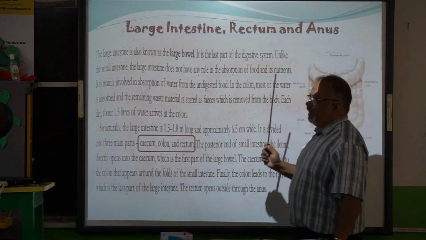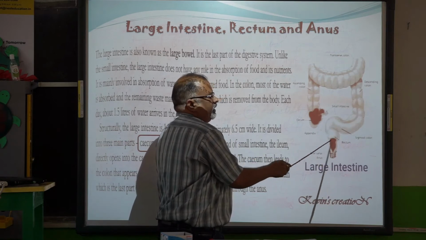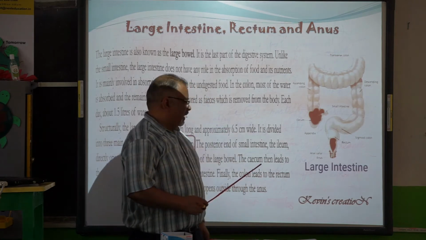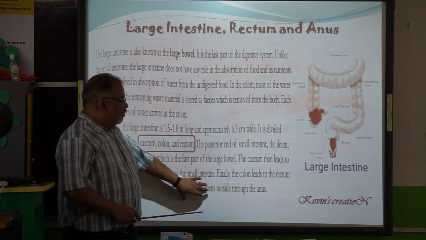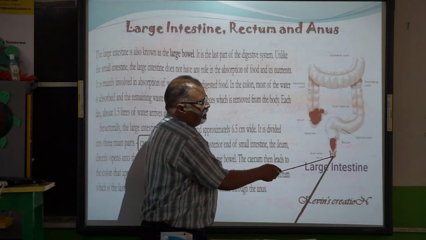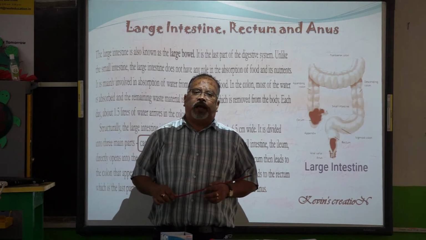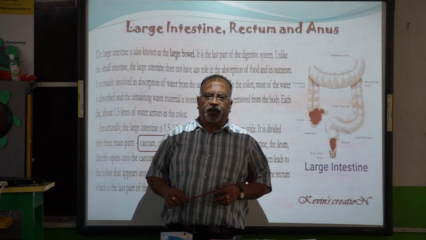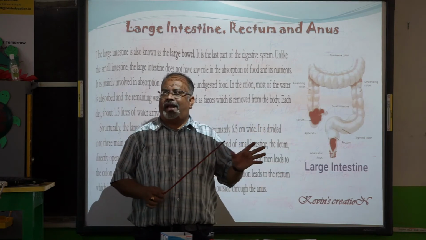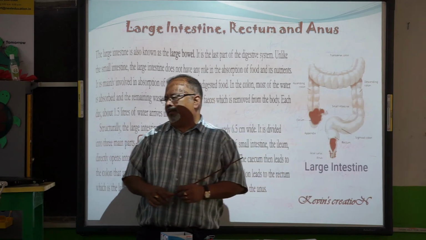Cecum, colon, and this undigested food, ultimately it reaches to the rectum. This is the portion which we call rectum, the last portion of the large intestine. The rectum opens outside through the anus. So this is the anal canal and this is the anus, through which the feces comes out through your body at regular intervals. If it remains inside your body, it is very, very harmful, poisonous. That is why it has to come out of the body. So through anus, it comes out.